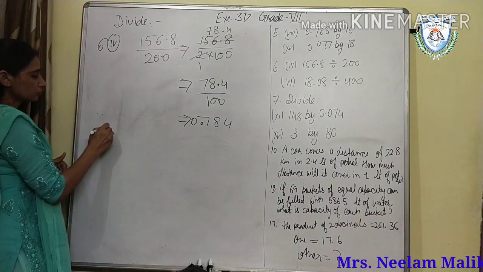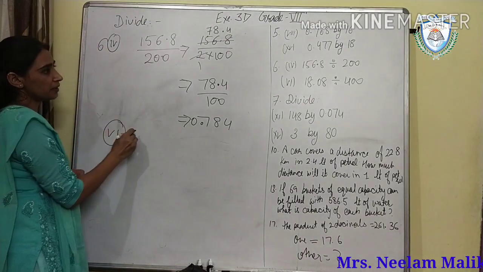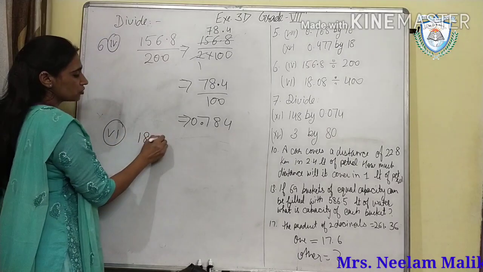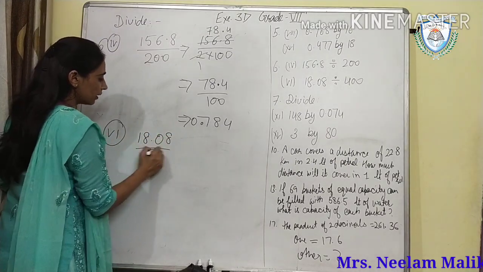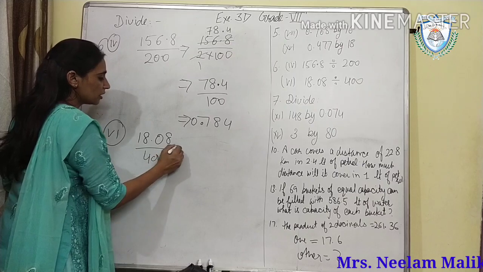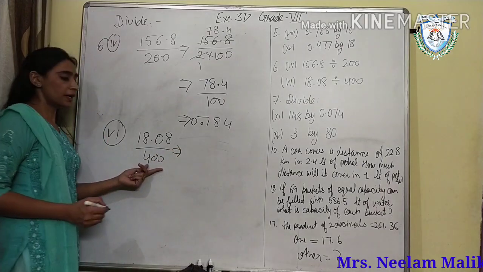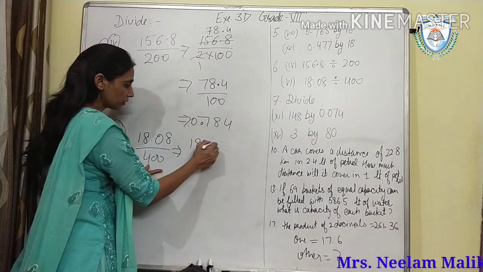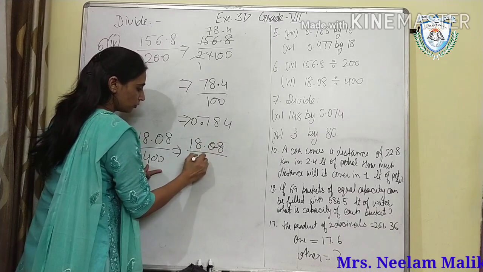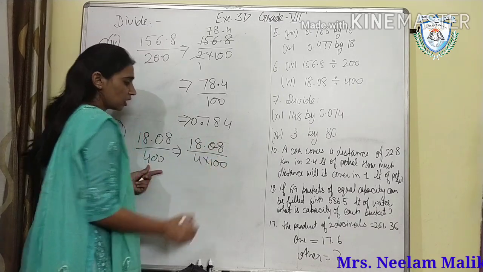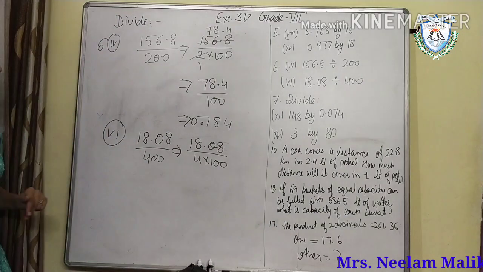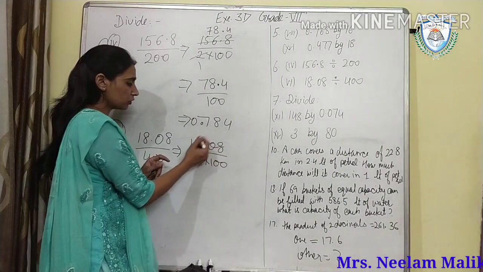Now the sixth part, 18.08. We have to divide this by 400. Similarly, we will break 4 into 100, so this will be 4 into 100. Now this 100 we will use for the decimal point, and we will try to solve this.